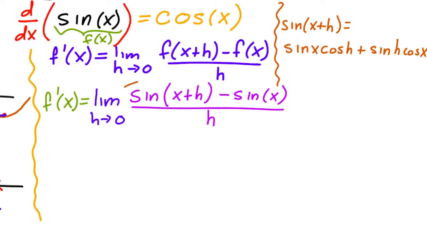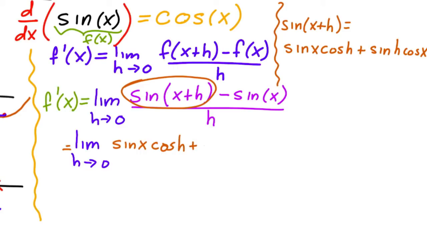Okay. Why don't we put that into there? See if we can come up with something. So this is going to equal the limit as h approaches 0 of sine of what I just wrote down over here. So sine of x cosine of h plus sine of h cosine of x minus sine of x.